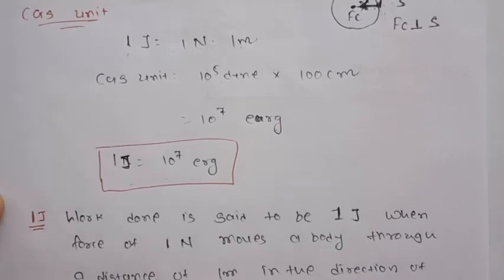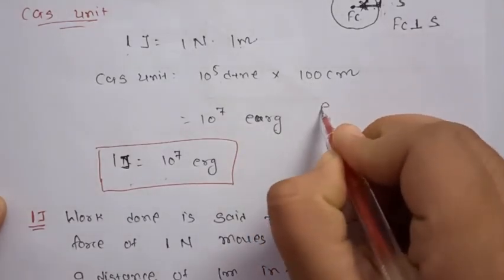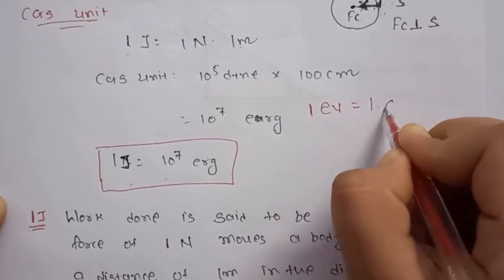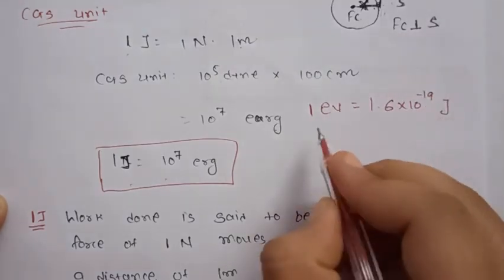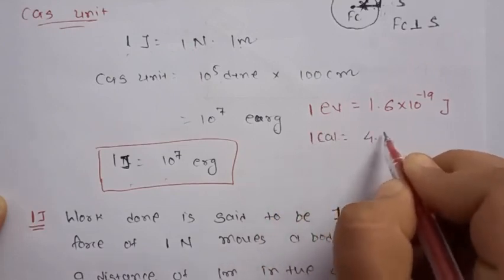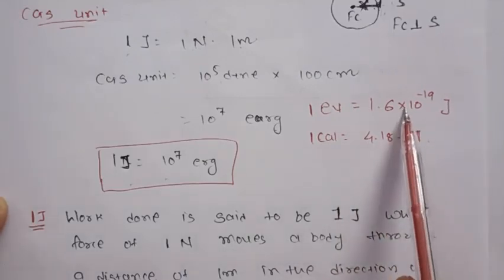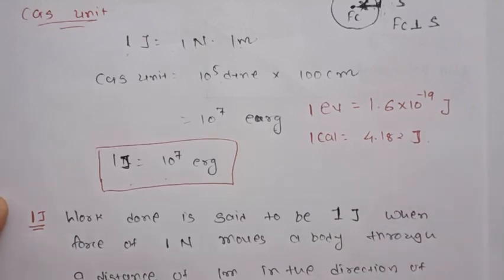The other most frequently used units are, one is electron volt. 1 electron volt is equal to 1.6 into 10 power minus 19 joule. Another is calorie. 1 calorie is equal to 4.182 joule. But this electron volt is used most in electricity or electrostatics, and calorie is used in calorimetry.